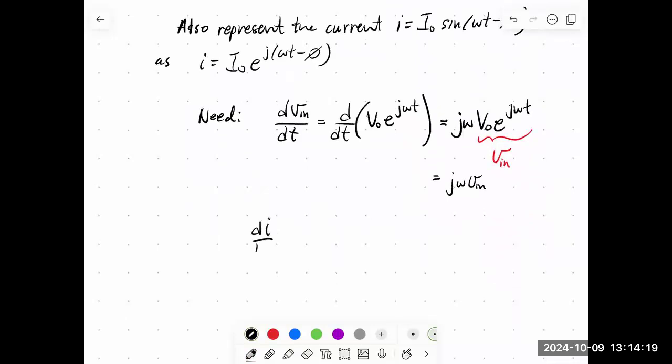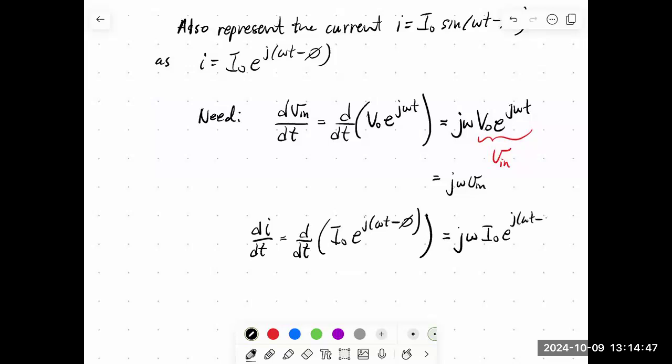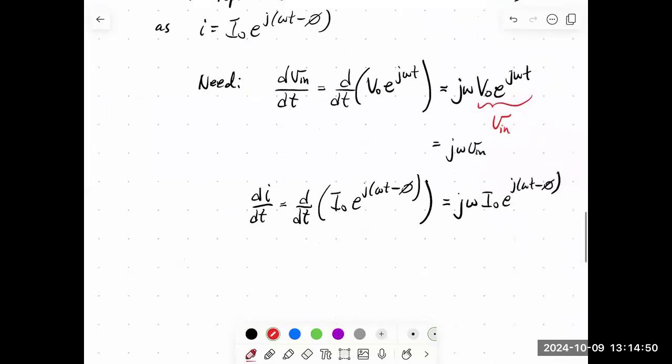We need dI/dt. So same thing, we're going to write I naught e to the j omega t. This time we had a minus phi in there. Well, again, I really like taking derivatives of exponentials. I'm always just going to get a factor of j omega coming out. So we would get j omega I naught, and then the exponential will come back again. But again, this I naught times the exponential is just the current that we had. And so this is equal to j omega I.